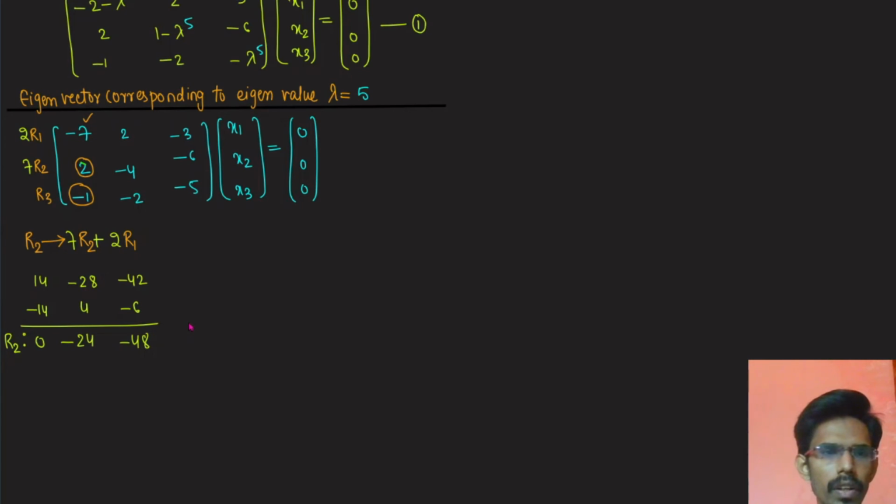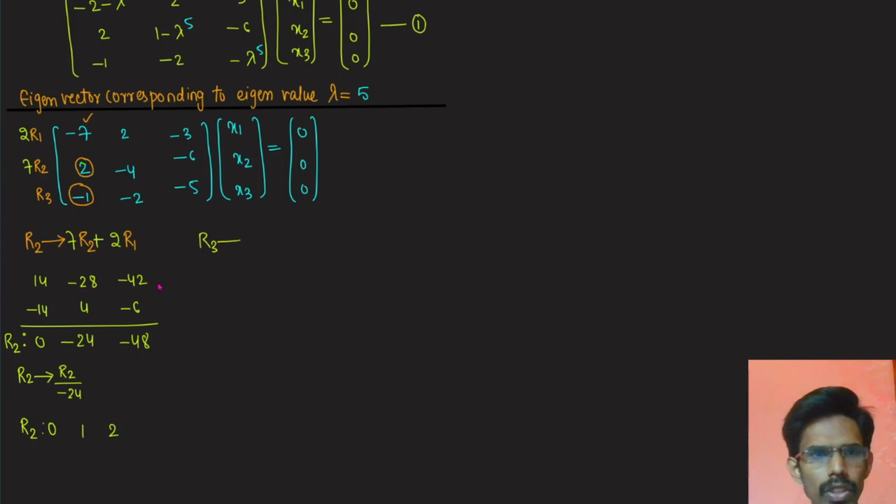New R2, or even if I divide this R2 by minus 24, then this will become 0, 1, 2. Now we want the third row, R3 changes to R3 with the help of R1.